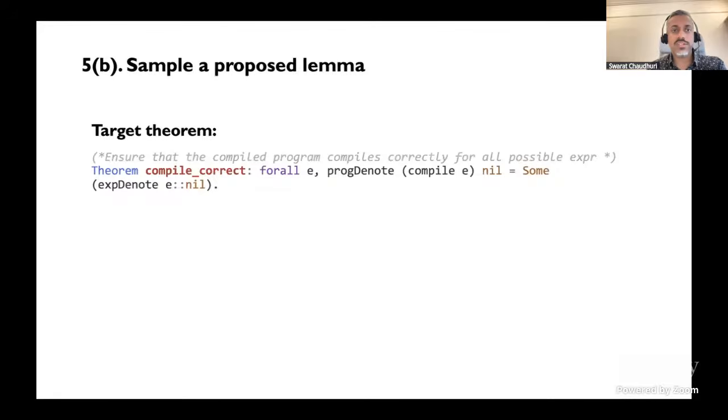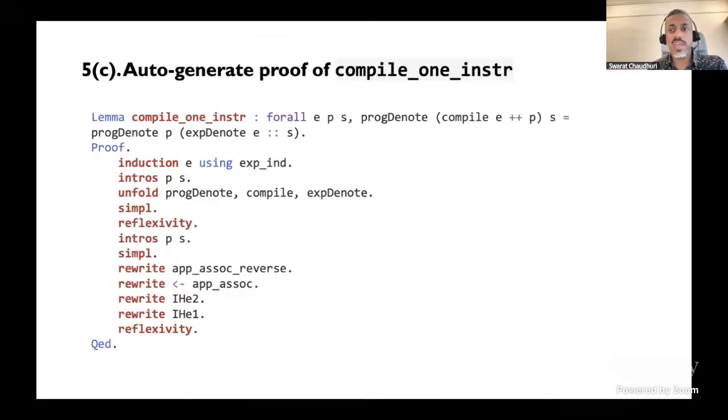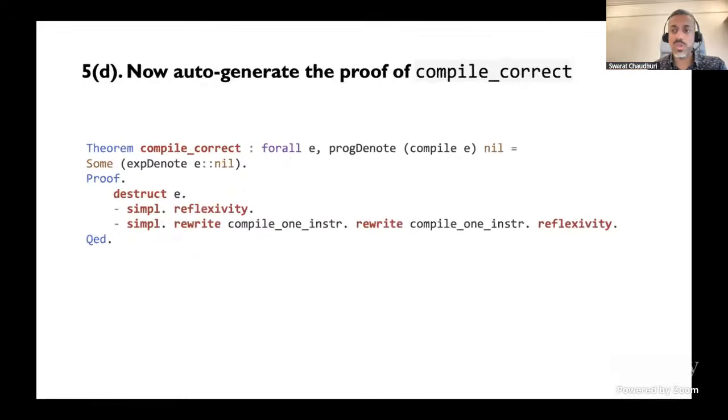So basically that's the target theorem. The auxiliary lemma is saying that you can compile one instruction correctly first. This is really just simplifying the problem, breaking it down in a step-by-step way. And then we ask Copra to come up with a proof of this one instruction, and it's able to, which is fantastic. Then, in the way we did previously, we take this proof, give it to the Copra agent, put it in the prompt, and then ask it to prove the entire theorem correct, and it's now able to do this.